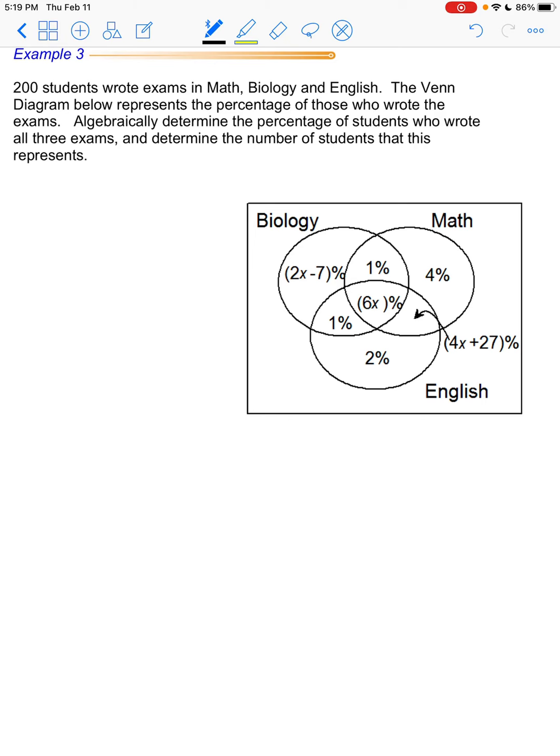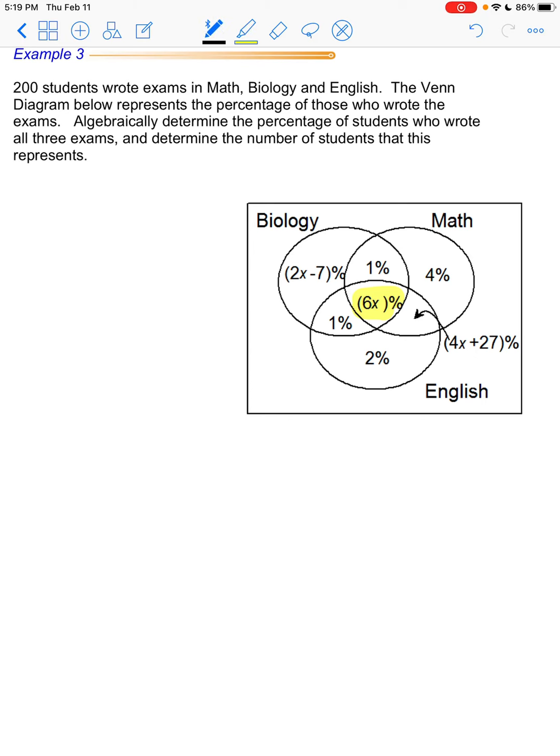So let's jump to trying to figure out what it says: algebraically determine the percentage of students who wrote all 3 of these exams. These are percentages of students that wrote exams. And determine the number of students that this represents. So what we're looking for, you should see, is the number that would be in the middle here, because of the overlap of all 3.